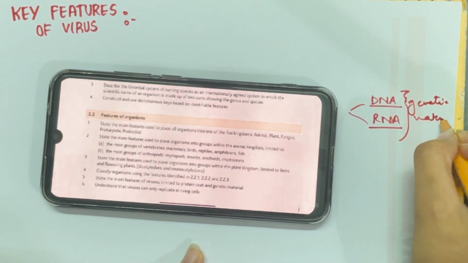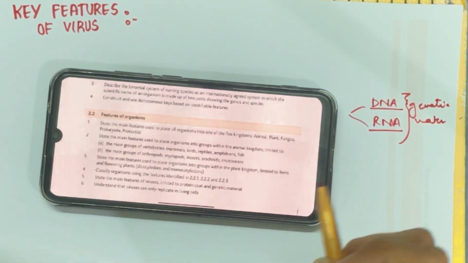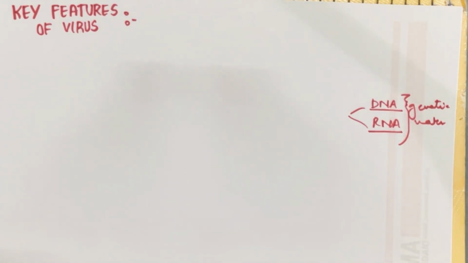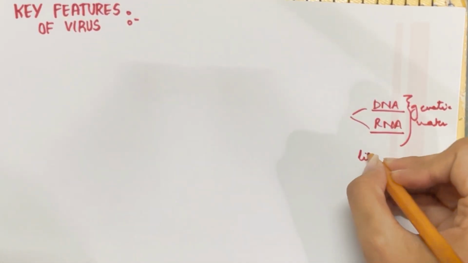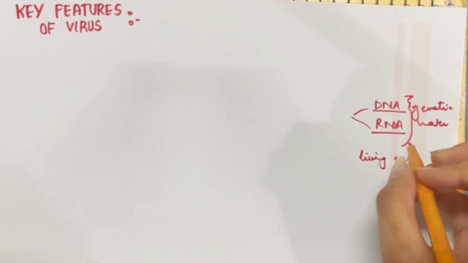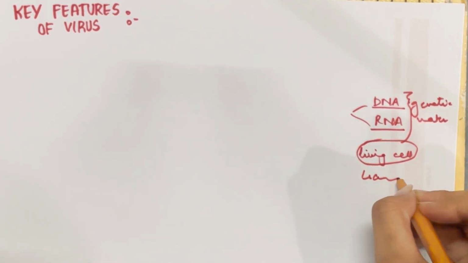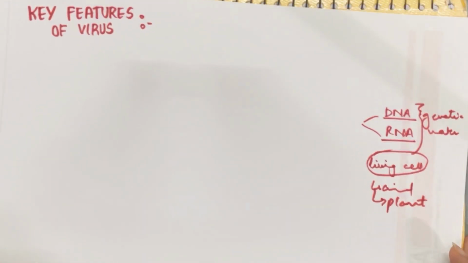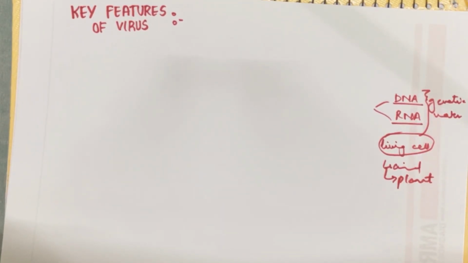The other one says to understand that viruses can only replicate in a living cell. This is true: viruses are only able to replicate in a living cell. The living cell is not required to be a specific one. It can be an animal cell or a plant cell. It just requires living material in order to proceed with its life. We will begin with the first topic, the key features of a virus.